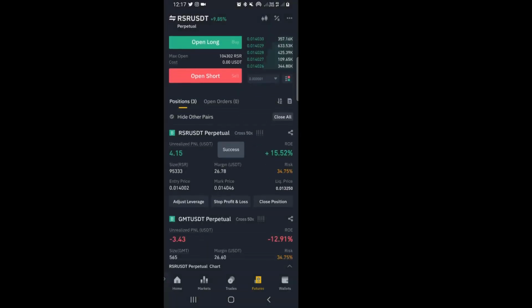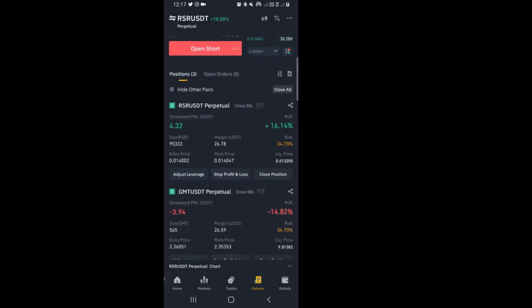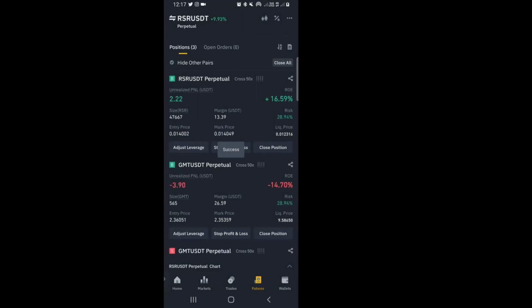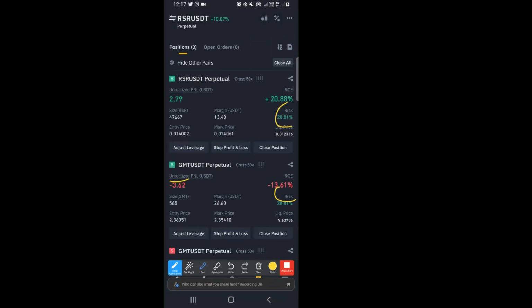You can see now my risk has reduced, my liquidation has reduced, and the size of coin I have has reduced also. If I close another 50%, you will see my risk now is no longer showing something like yellow color. It's now showing I'm within a healthy range, and then liquidation. My liquidation is very, very high.